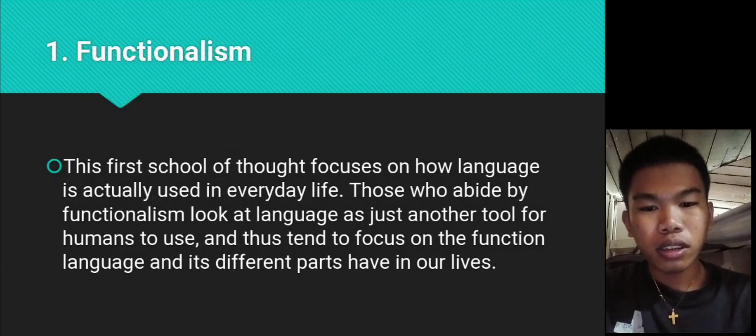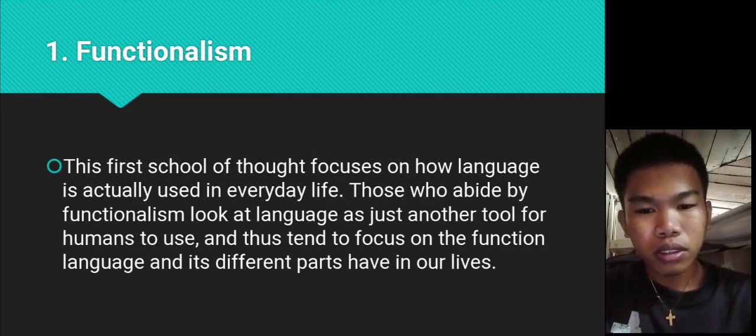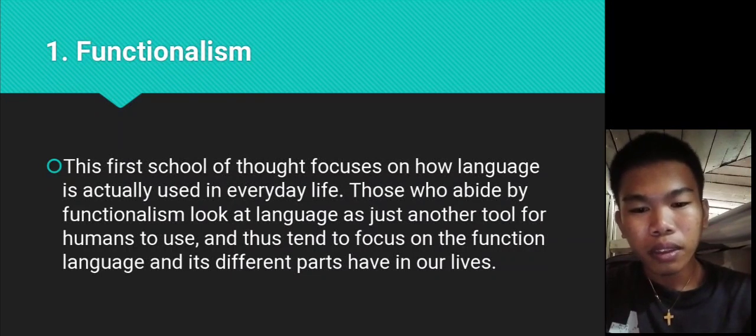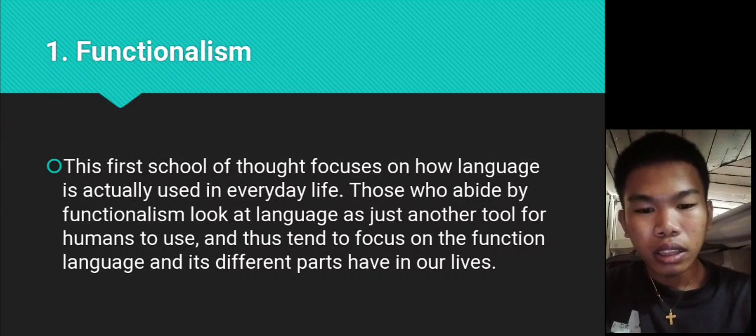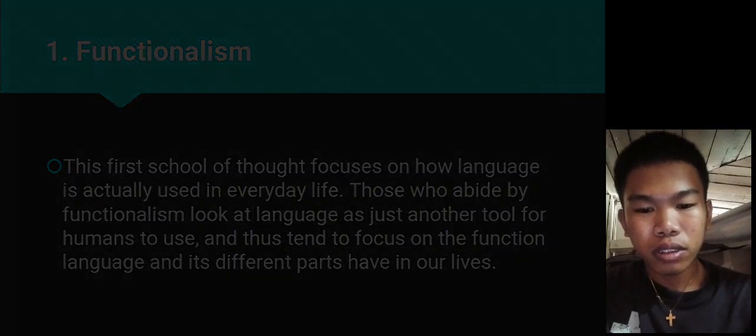1. Functionalism. This first school of thought focuses on how language is actually used in everyday life. Those who abide by functionalism look at language as just another tool for humans to use, and they tend to focus on the functions language and its different parts have in our lives. The theories of functionalism focus on phonological, semantic, syntactic, as well as the pragmatic function of language.